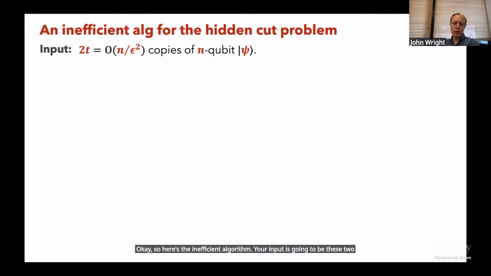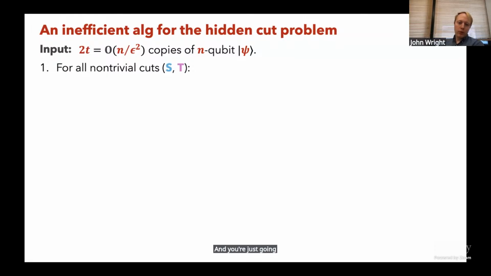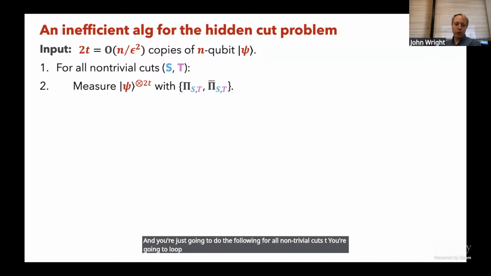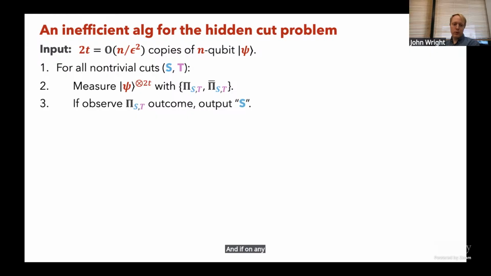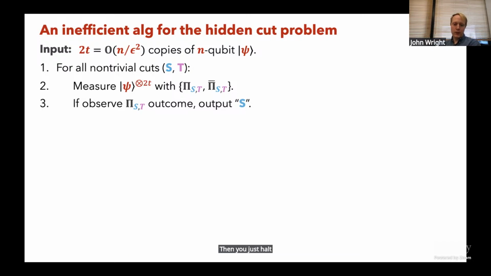Okay, so here's the inefficient algorithm. Your input is going to be these 2t equals n over epsilon squared copies of psi. And you're just going to do the following. For all non-trivial cuts st, you're going to loop over them all, and measure your copies of psi with pi_st and pi bar_st. And if on any of these you ever observe the pi_st outcome rather than the pi bar outcome, then you just halt and output s as your guess for the hidden cut.